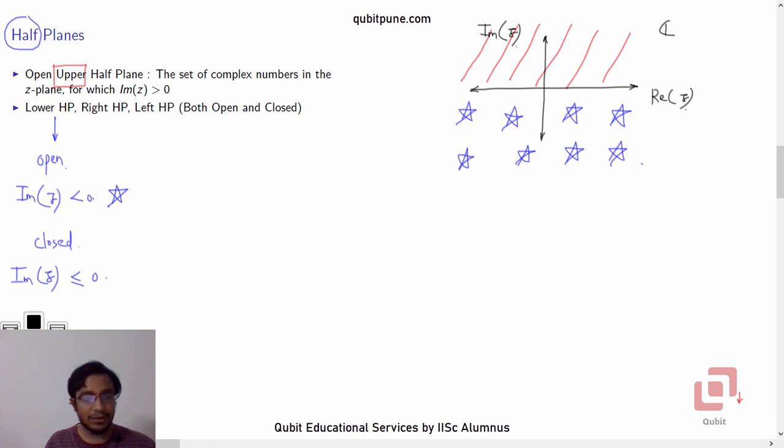Okay, and on similar lines we can define the right half plane and the left half plane. Suppose we are defining the right half. The right half will be this one, the open right half plane, the real part of z greater than 0. Okay, this one.